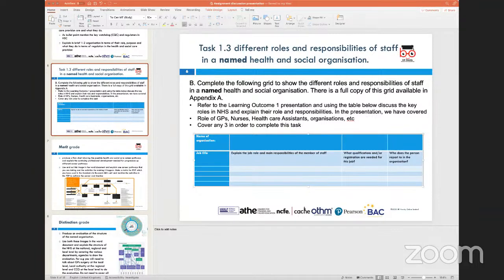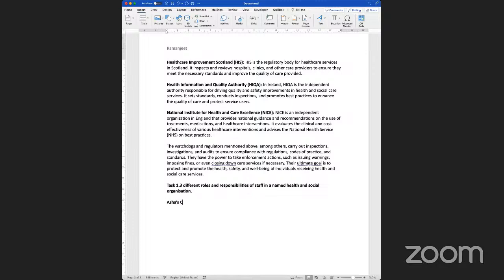And then that would basically make this task, or help us complete this task completely. So how would I go about doing it? I will copy and paste this table from the template which has been given, and I'm going to basically look at using it for the purposes of explaining the roles and responsibilities of the care home, say Asha's care home in Manchester. So I've just taken a random name and I say I will be explaining the different roles and responsibilities of staff in Asha's care home in Manchester.